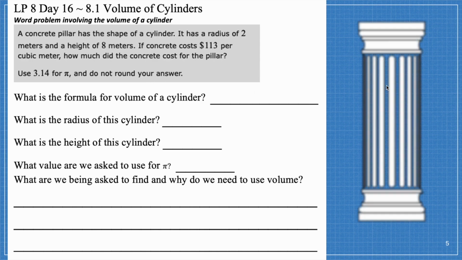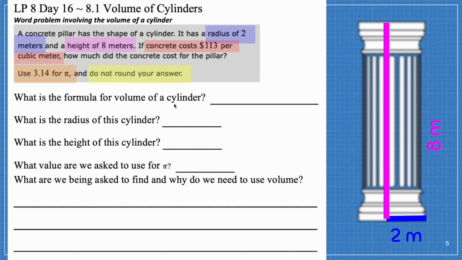So lots of instructions here. First, let's picture it. We have this concrete pillar here, and it has a radius of 2 meters, so that's just, from the center over, 2 meters. And then it has a height of 8 meters. Okay, so here it is. I've pictured it. I'm also told how much the concrete costs, so I'm going to have to use this at some point. And I need to figure out how much it costs total for all the concrete for the pillar. And to use 3.14 for pi, big instruction here, do not round your answer.